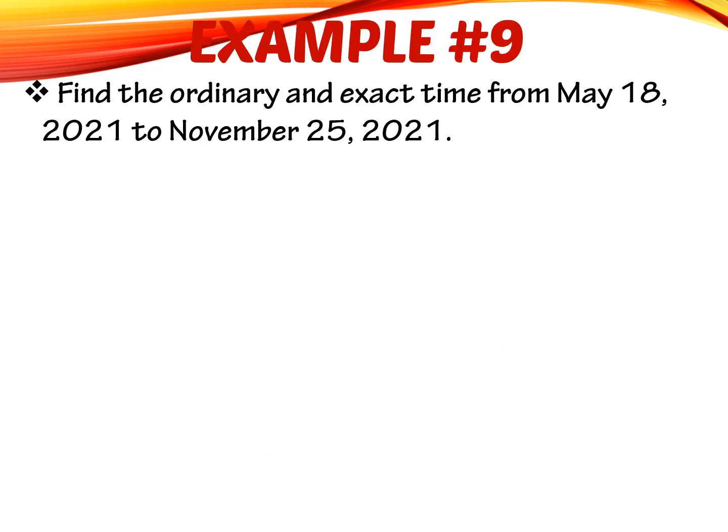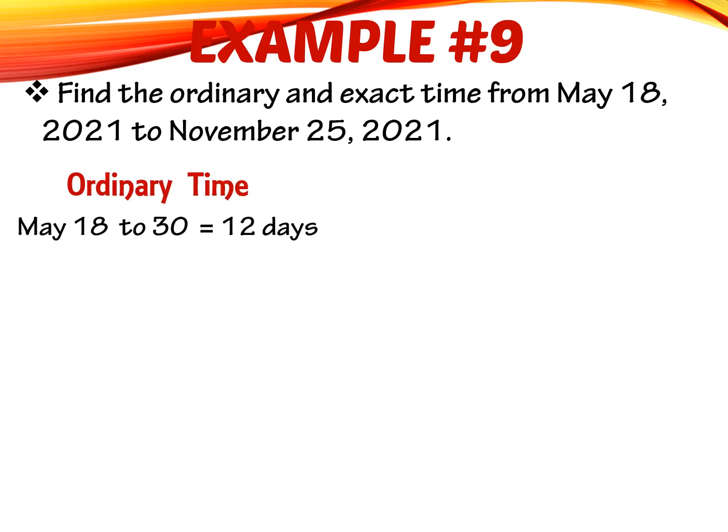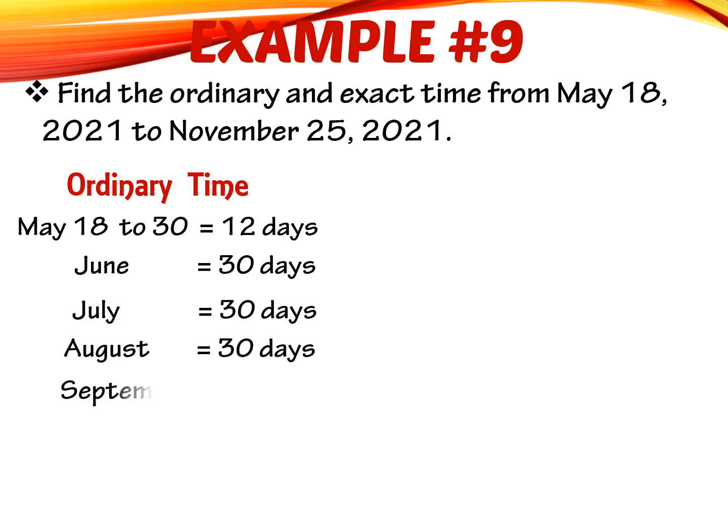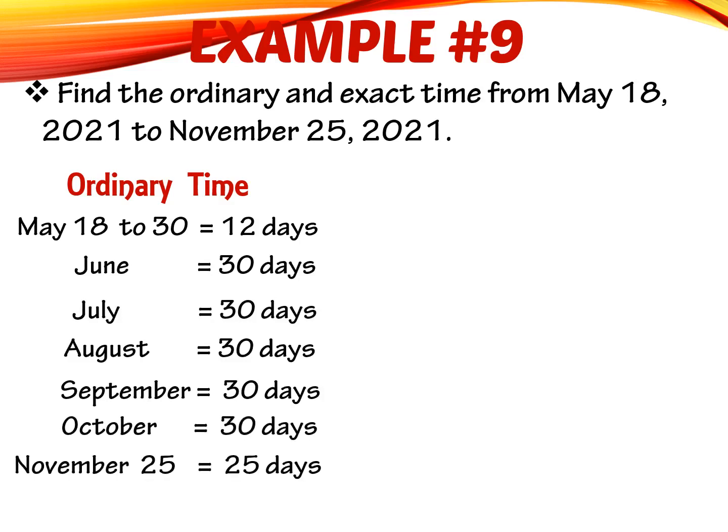Okay, example. Find the ordinary and exact time from May 18, 2021 to November 25, 2021. So let's compute for the ordinary time. Again, each month has only 30 days. So from May 18 to 30, you have 12 days, so 30 minus 18. June 30 days, July also 30 days, August 30 days, September 30 days, October 30 days, up to November 25, so you have 25 days. You just add everything and that will give you the ordinary time, 187 days.